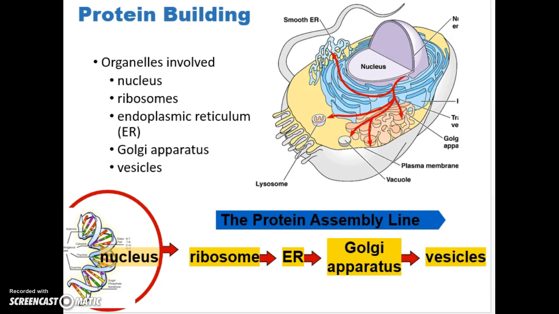The organelles that are involved in this are the nucleus, where we have our DNA, and the ribosomes, where the proteins are actually being translated. The endoplasmic reticulum is one place where they will be modified, oftentimes folded. The Golgi apparatus is another location where they are modified. And then the vesicles transport them from one organelle to another, and often out of the cell as well. They'll take them for secretion. So these are the 1, 2, 3, 4, 5 organelles that are involved in protein building.